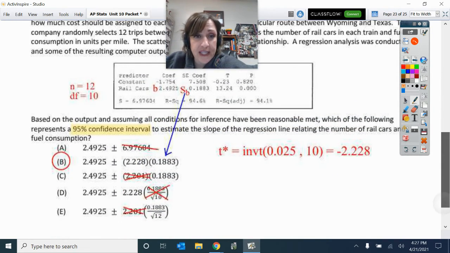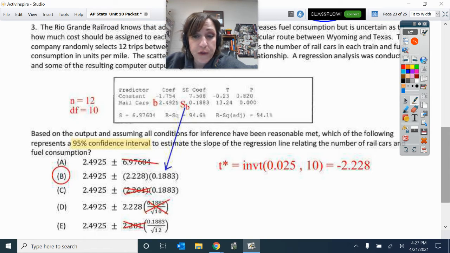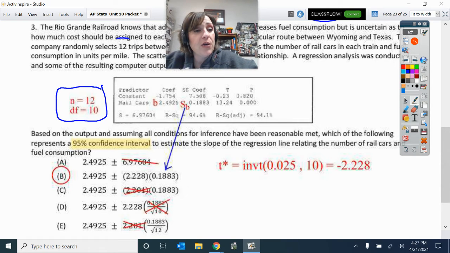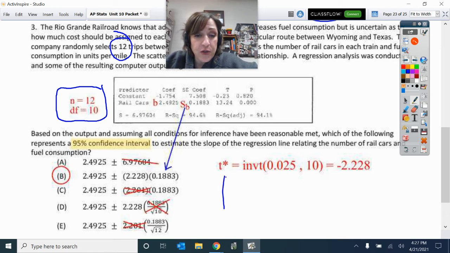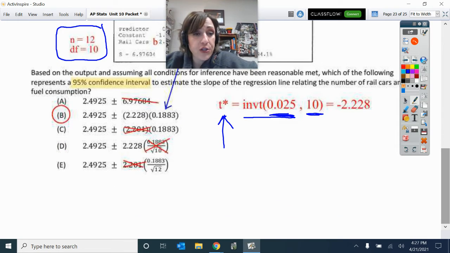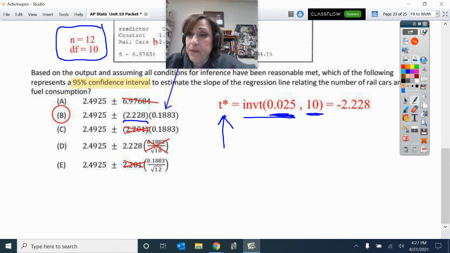Alrighty then, here was filling in this 95% confidence interval. 95% confidence with 12 pieces of data right here makes 10 degrees of freedom. So my critical value is really a major component to helping me do this one. Inverse T of one tail, 0.025 in a tail with 10 degrees of freedom. So there we have our 2.28 critical value, and then you see the other ones plugged in correctly.